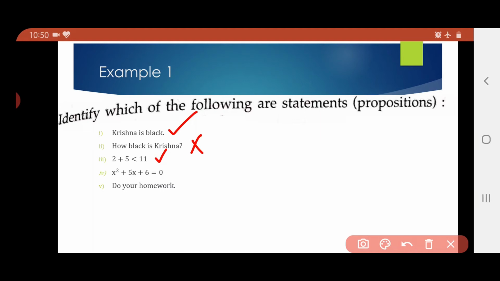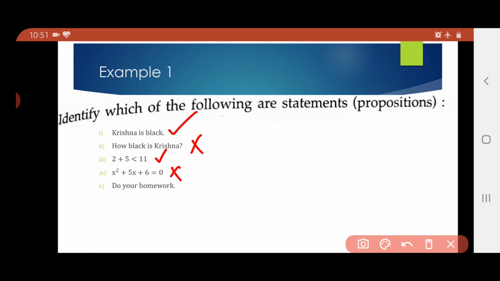Then x square plus 5x plus 6 is equal to 0. Now x square plus 5x plus 6 equal to 0 need not be always so, because for different values of x you get different values. So x square plus 5x plus 6 is not always 0. So the answer to this question can be yes, it can be no, it can be maybe, because it can have any kind of answer, not always a yes or no answer. So therefore this is not a proposition.